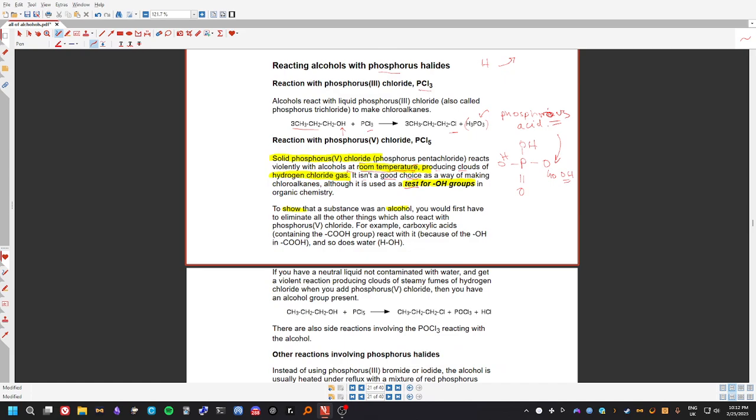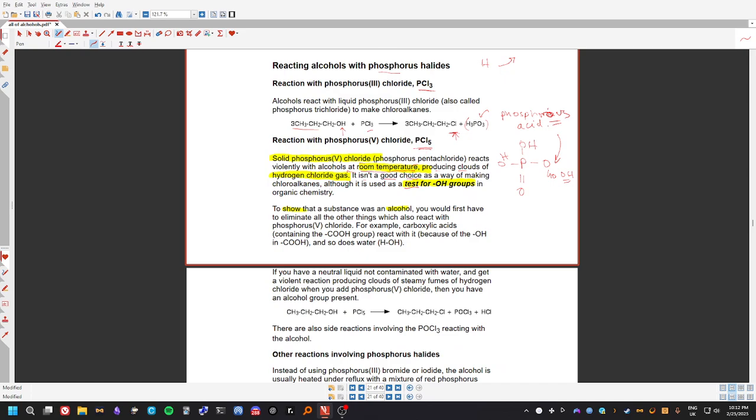So one method is using PCl3, giving you phosphorous acid, which is different to phosphoric acid, and note that this is not an OH group, this is just an O group. So that's one method of making it, and you're resulting in your haloalkane over here.